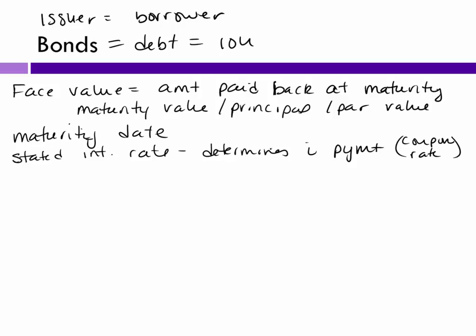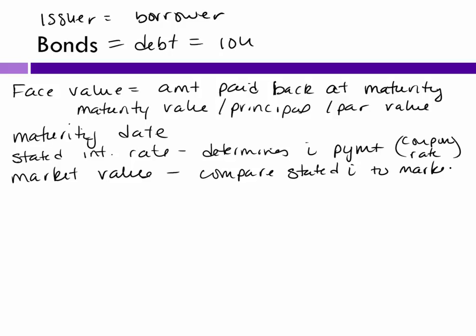Now, the market value of the bond might be different than the face value. And we get into this by comparing the stated rate of interest that's on the bond to the market rate of interest. So they come up with a bond issue, and so let's say they need $1 million. They're probably not going to issue one bond worth $1 million. They're probably going to have 100,000 $100 bonds or something like that.